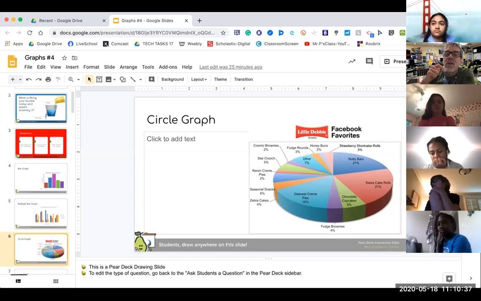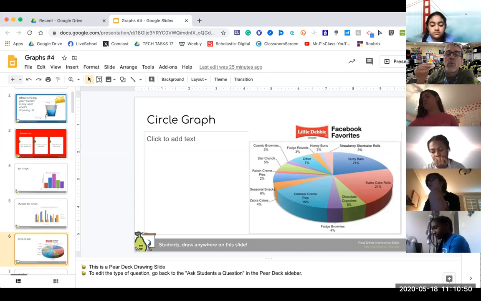So like if there were 100 people, there would be a 2 under honey buns, a 3 under fudge rounds, a 2 under cosmic brownies, a 5 for Star Crunch. Those would be 5 out of 100, 2 out of 100, and so on. And that's your percents. If the number's not 100, you have to convert the equivalent fraction to a percent, or decimal to percent.